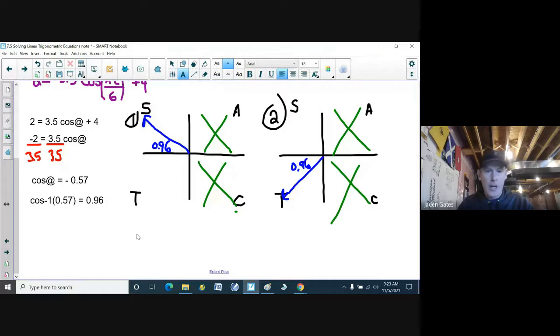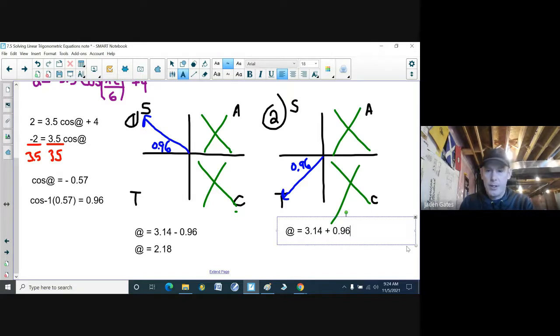So now in the first one here, I'm figuring out theta is going to equal pi, so my 3.14, subtract 0.96. That means my theta is going to equal 2.18. Over on my second answer, theta, we have 3.14, my pi, which again is 180 degrees, but this time add an extra 0.96. Add those together and I get 4.1.